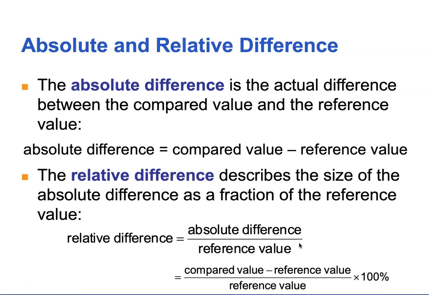Relative difference describes the size of the absolute difference as a fraction of the reference value. So relative difference is absolute difference, which means the compared value minus the reference value, divided by the reference value. Now, I know you see this 100% out here. If you're going to multiply by 100%, you have to make it a decimal. Remember that that is multiplied by 1 because 100% is 1.